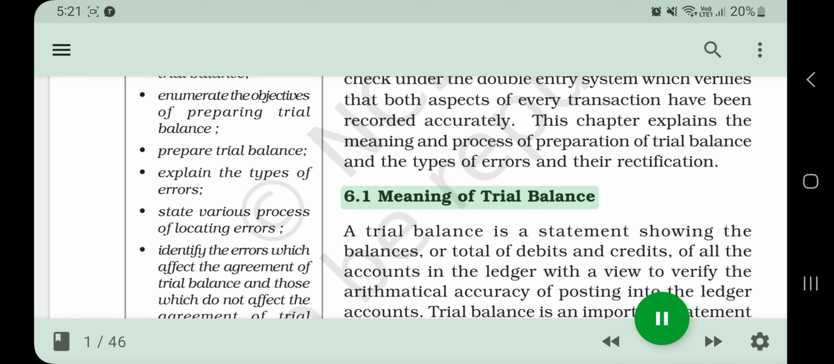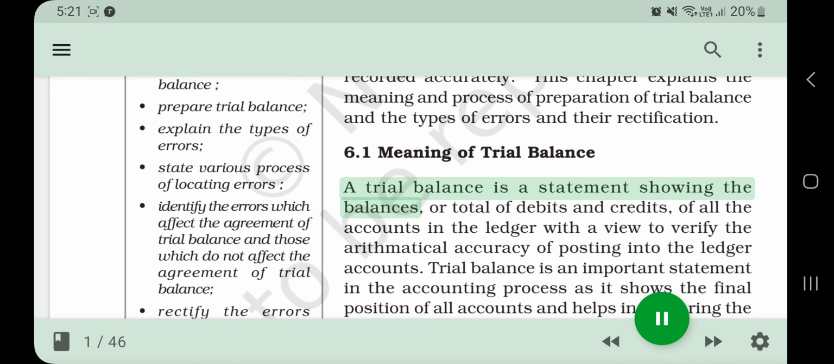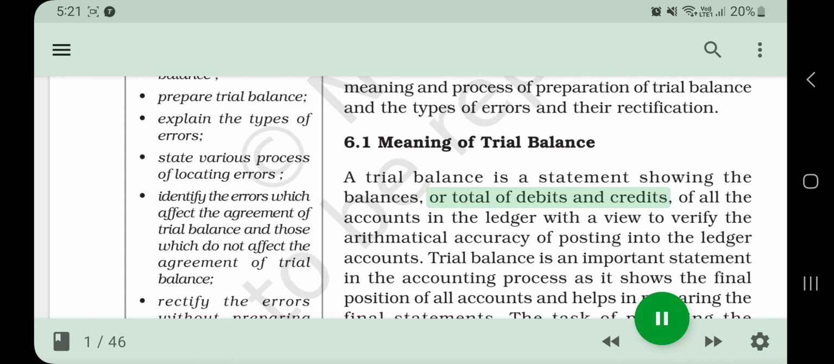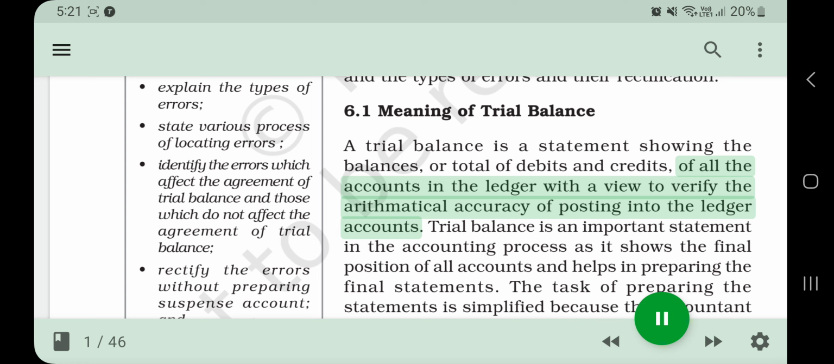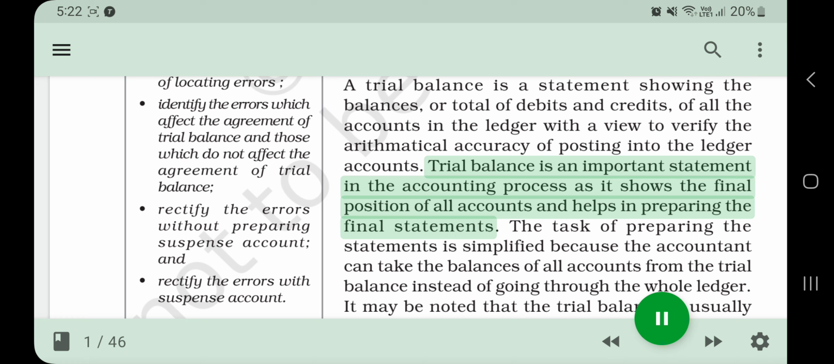6.1 Meaning of trial balance. A trial balance is a statement showing the balances, or total of debits and credits, of all the accounts in the ledger with a view to verify the arithmetical accuracy of posting into the ledger accounts. Trial balance is an important statement in the accounting process as it shows the final position of all accounts and helps in preparing the final statements.